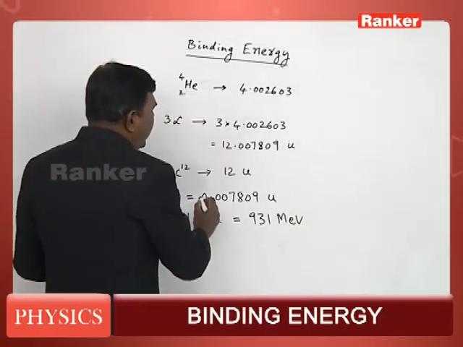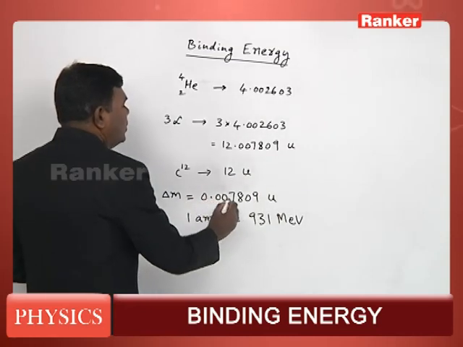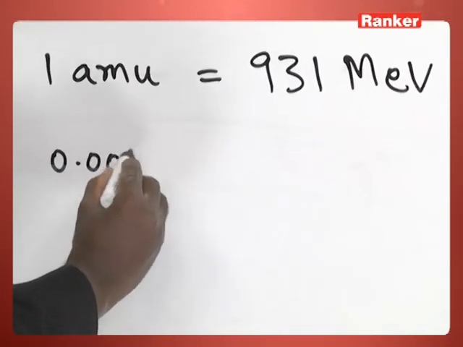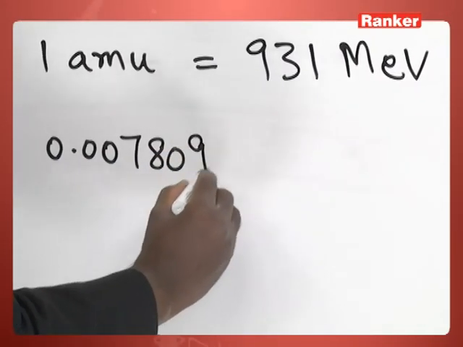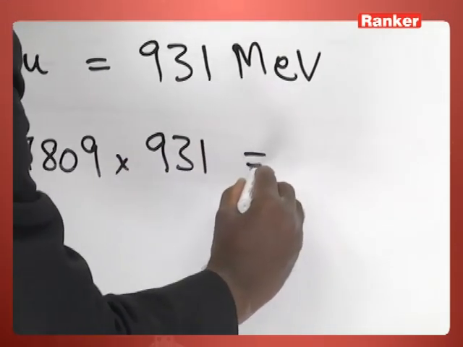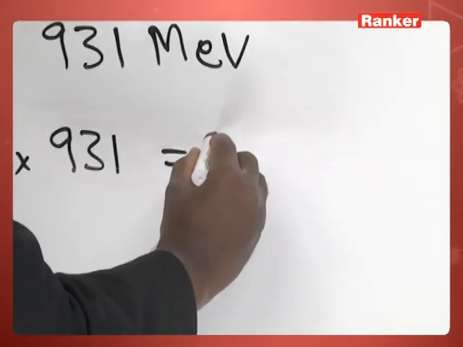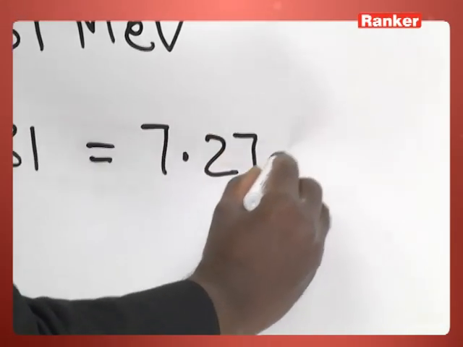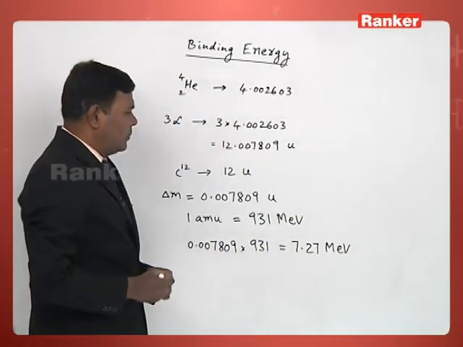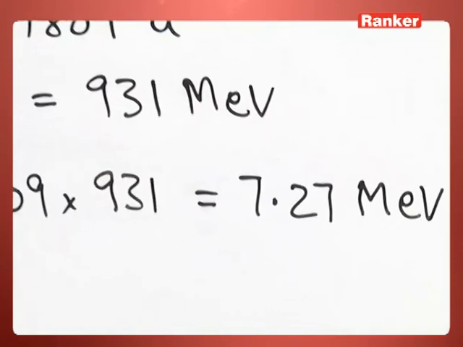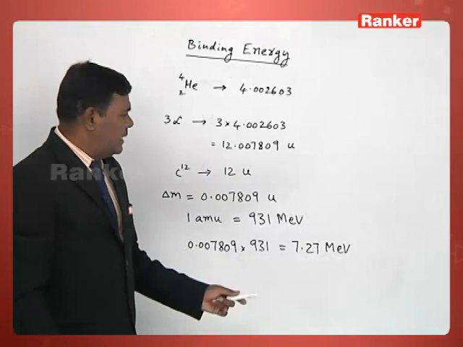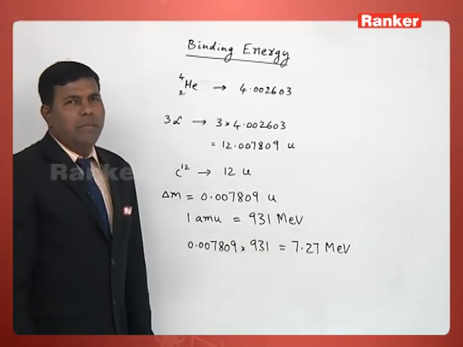With that, we need to calculate the energy corresponding to this much AMU. So obviously the value will be 0.007809 multiplied by 931 million electron volt. That will give you 7.27 million electron volt. So that is the answer. That is, when 3 alpha particles are combined to form a C12 atom, the energy released in that process is 7.27 million electron volt.